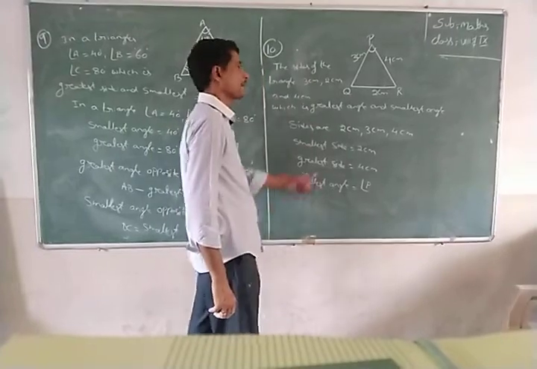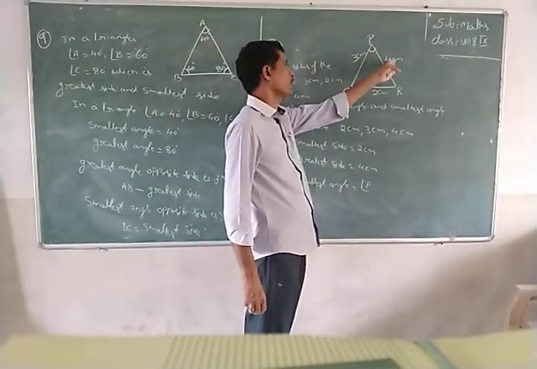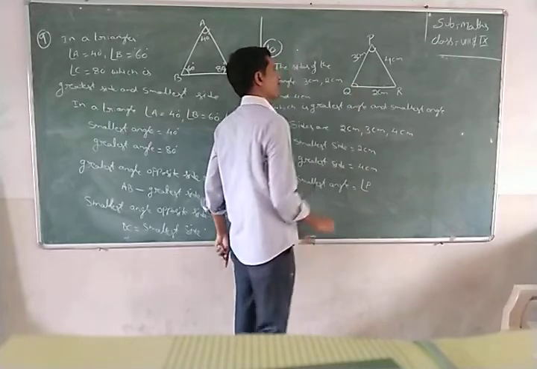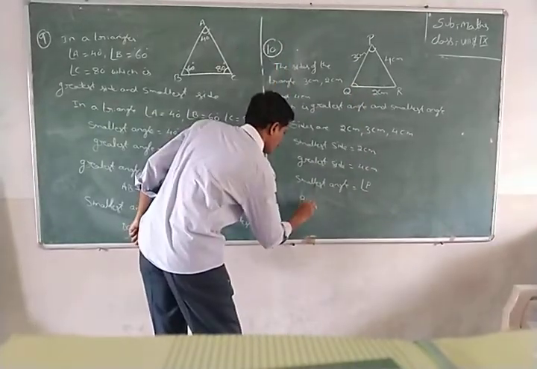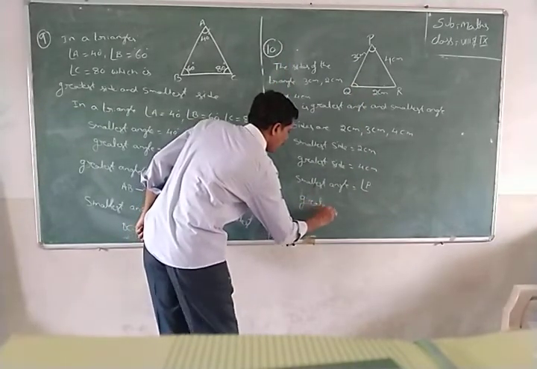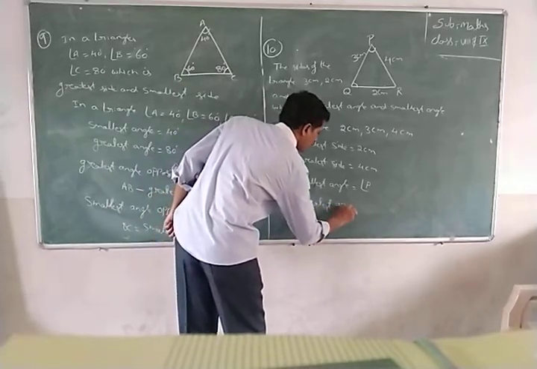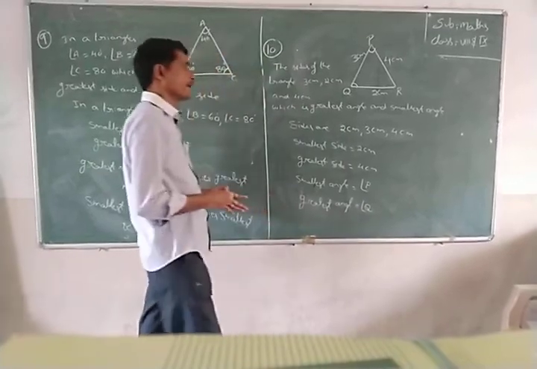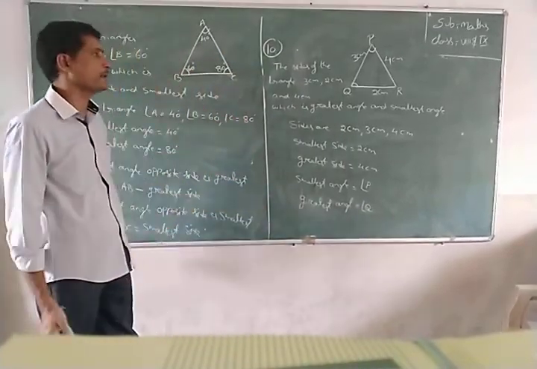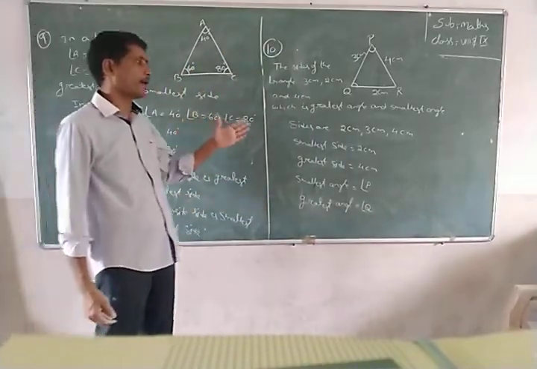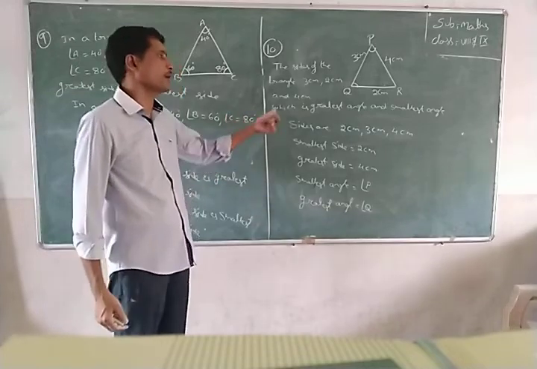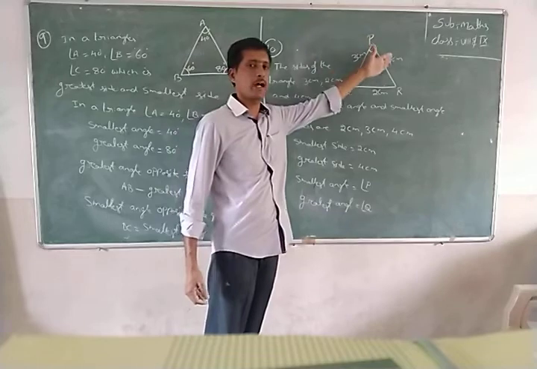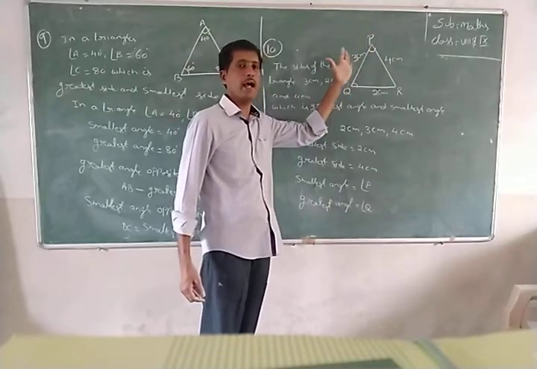Next, what is the greatest side? That is PR. Which angle is opposite PR? That is angle Q. Therefore, the greatest angle equals angle Q. Here the side opposite the greatest angle is the greatest side, and the side opposite the smallest angle is the smallest side. Or the smallest side is opposite the smallest angle, and the greatest side is opposite the greatest angle.